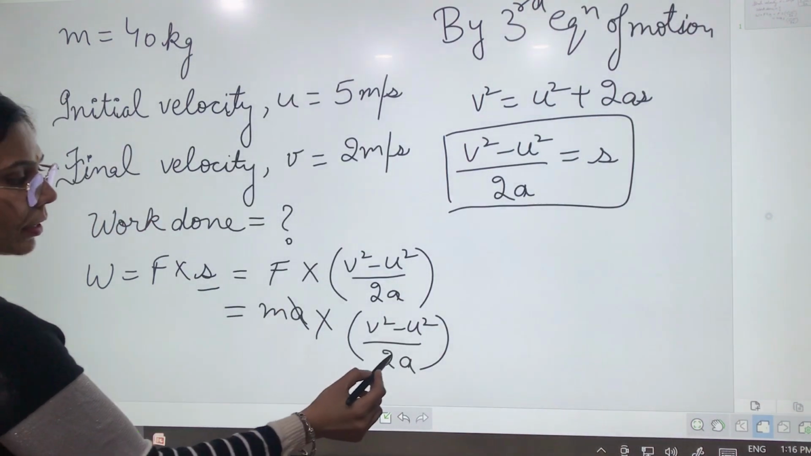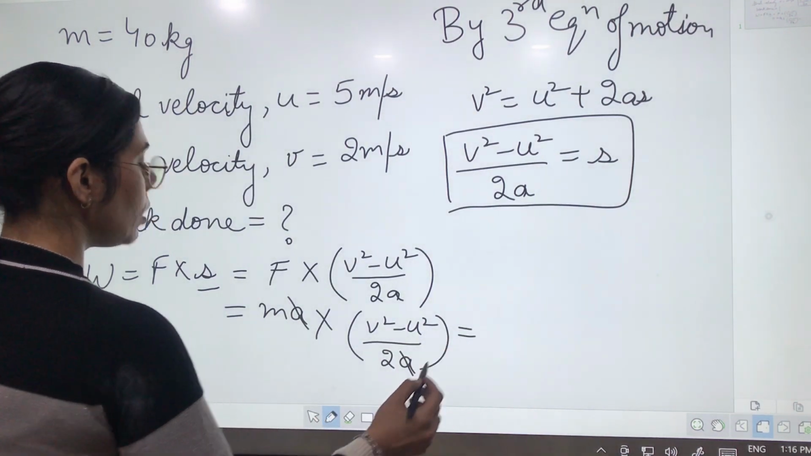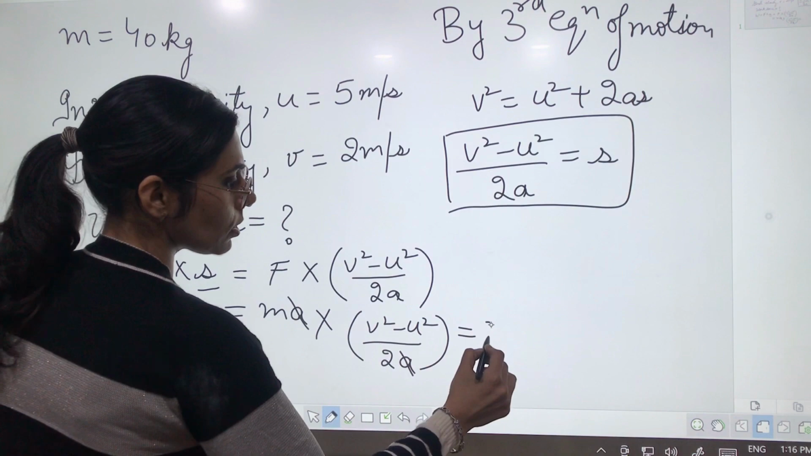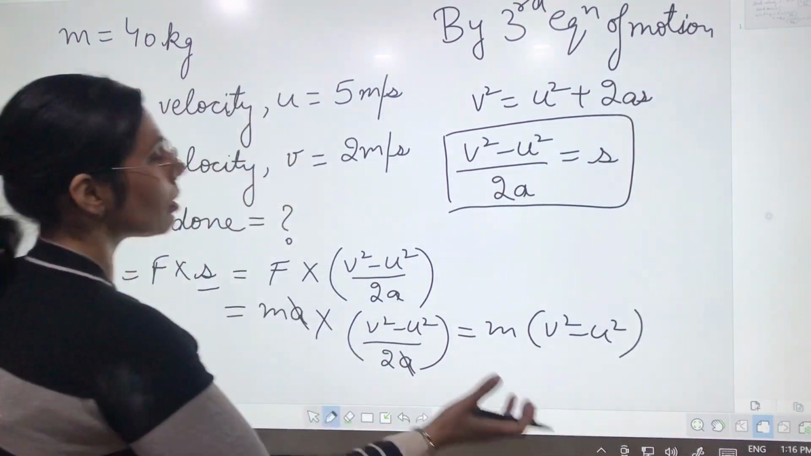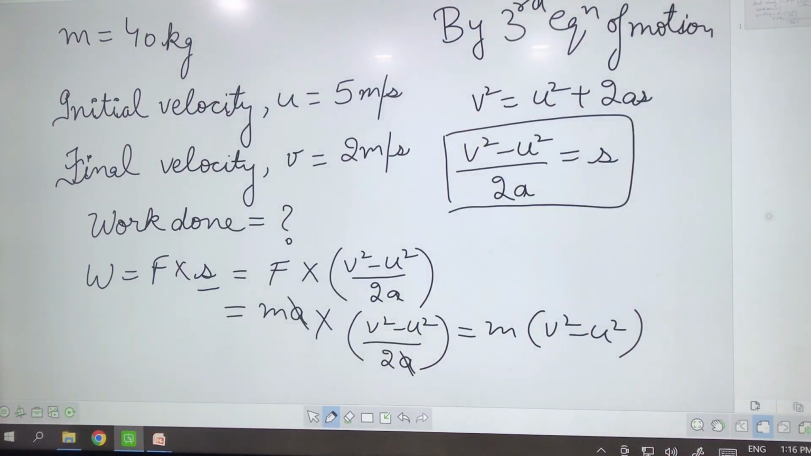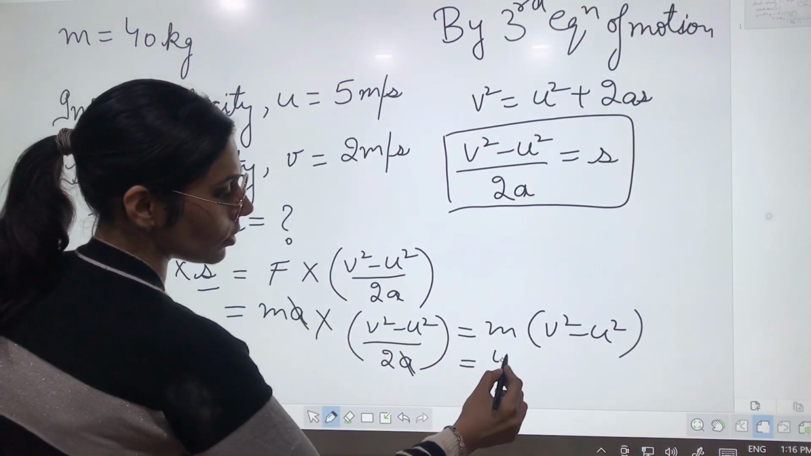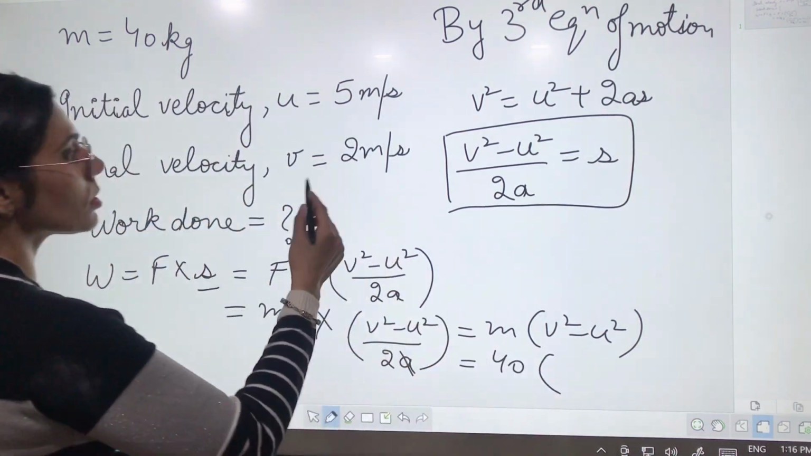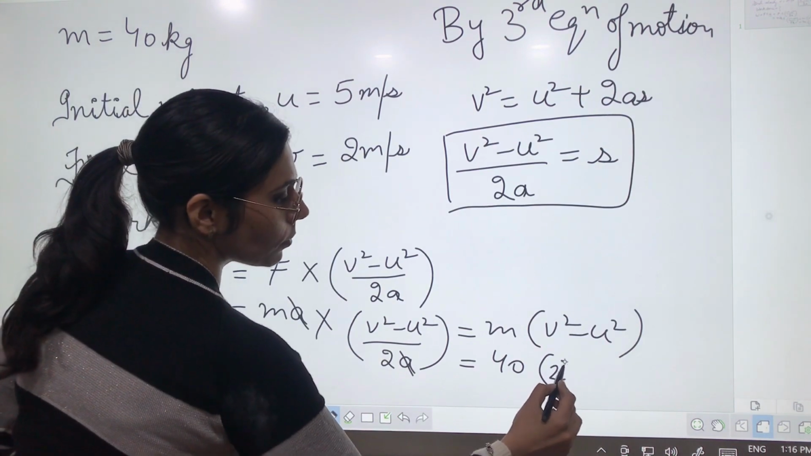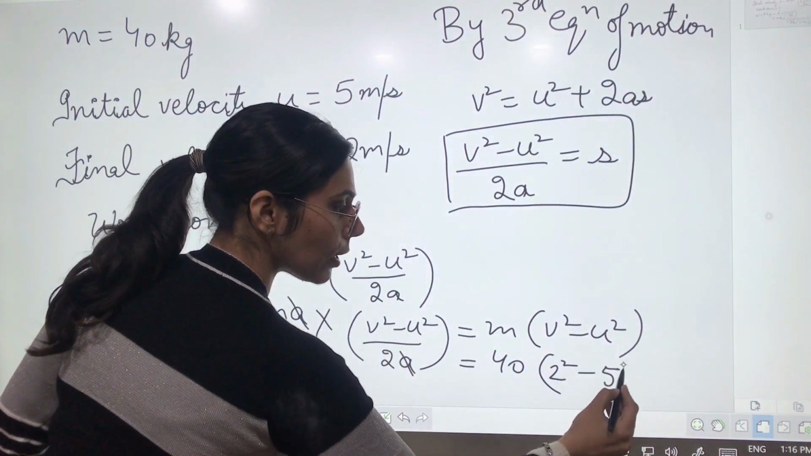Here A and A will cancel out. So what value will come? It is mass times V square minus U square, and now we will substitute the values given to us in the question. What is the mass? That is 40 kg. V square, that is the final velocity, is 2 square, minus U square, that is the initial velocity, 5 square.